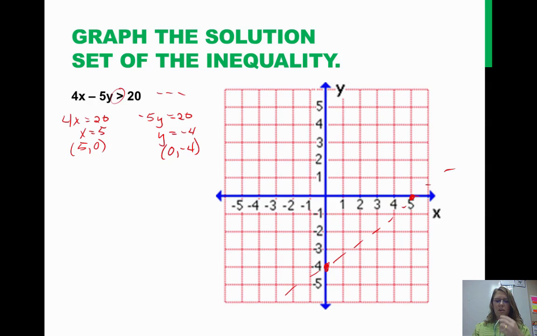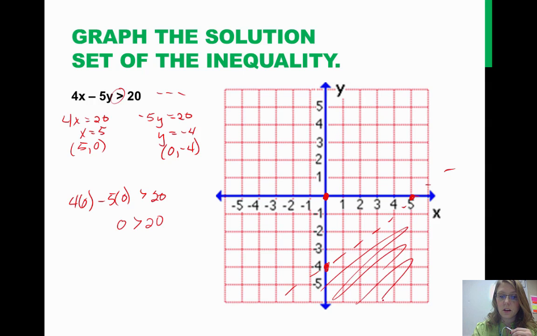Okay, so now we need to determine what side of the line to shade. The easiest point to pick, in my opinion, is always 0, 0. If that's an option that you can use, then use it. So I'm going to put 0, 0 into my equation. I have 4 times 0 minus 5 times 0 is greater than 20. Well, 0 minus 0 is 0, and that is not greater than 20. So I am not going to shade the side where 0, 0 is. I'm going to shade the other side of the line.